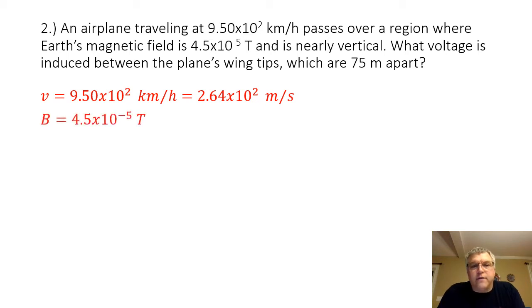I know that the magnetic field is 4.5 times 10 to the minus fifth Tesla, and we are told that it is vertical. If the plane is flying horizontally, and we sure hope it is, because if it's not, something's gone horribly wrong, then the plane is flying horizontally and the magnetic field is vertical, so they are at 90 degrees to one another, which is what we want. And they want to know what voltage is induced between the plane's wingtips, which are 75 meters apart. If the wingspan of the plane is a conductor, just like a wire, and they're made out of metal, so they are, then I can say that the length is 75 meters.